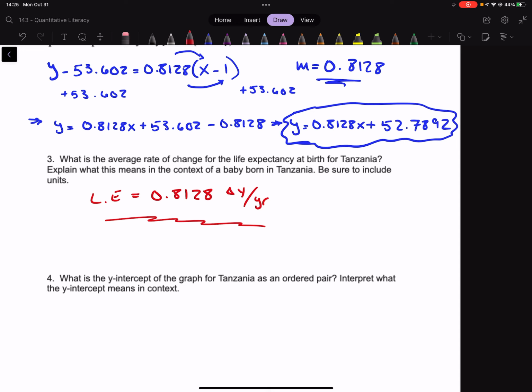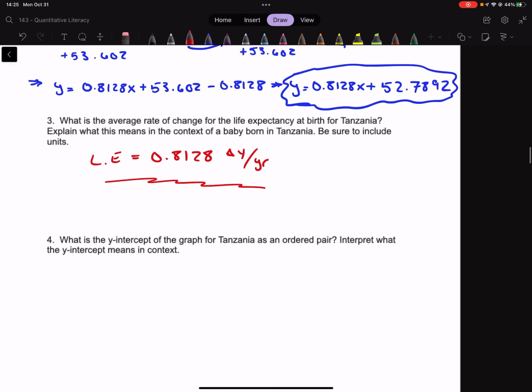I'll be conscientious of that. But what we're trying to express here is that the life expectancy changes by this much per year. All right, so it's a change in years per year. So it's kind of funky, but it's okay. So what does that mean in context for a baby born? That means, according to our model, every year that Tanzania continues to, I guess, grow, the life expectancy continues to get higher and higher and higher.